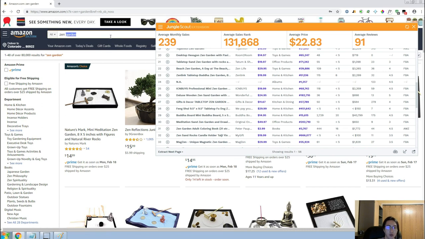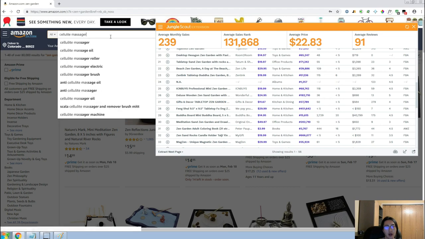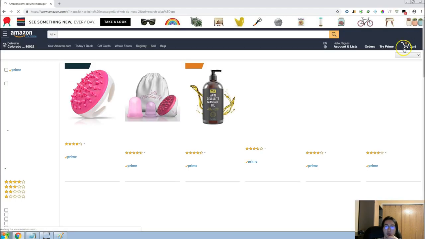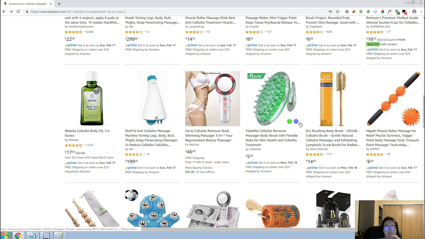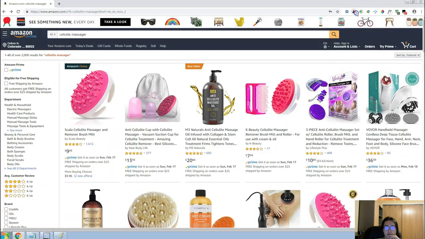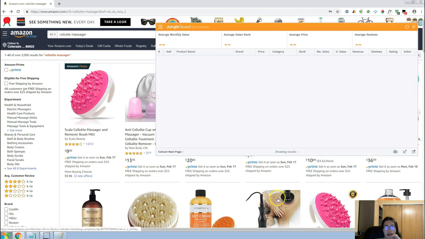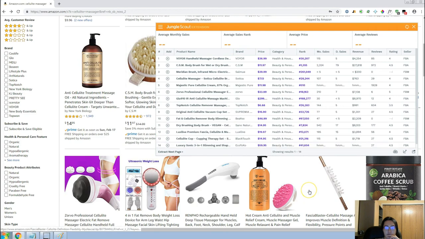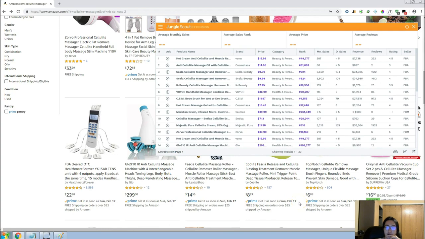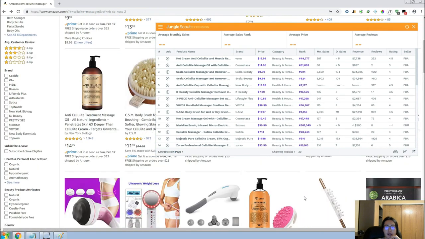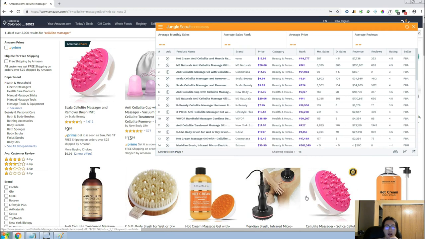Cellulite massager. How is the technology even behind that? Interesting. What I like about this is that there's a lot of different product offerings. So what that means is that there's room for a lot of product differentiation, so you don't see a lot of me-too products. Which is actually generally good, because if there's a lot of me-too products, it means that there's not a lot of other things that sell well or are easy to source. And that's why you see a bunch of me-too products.